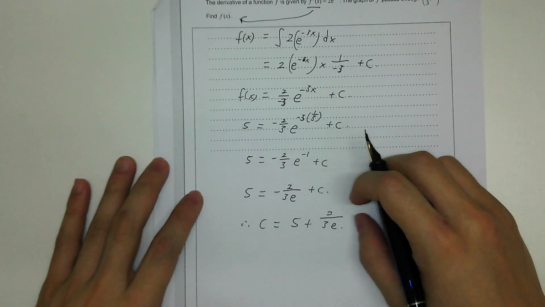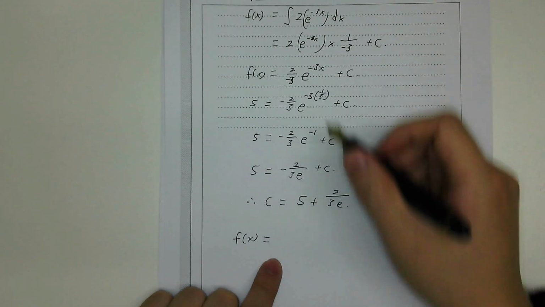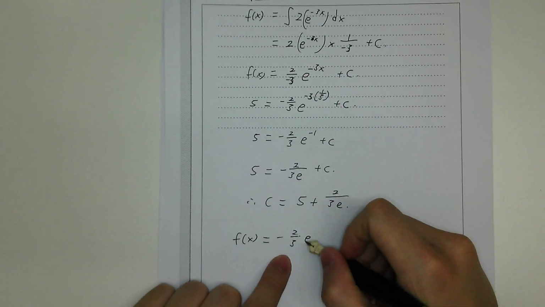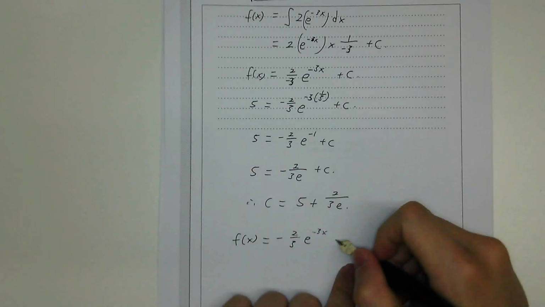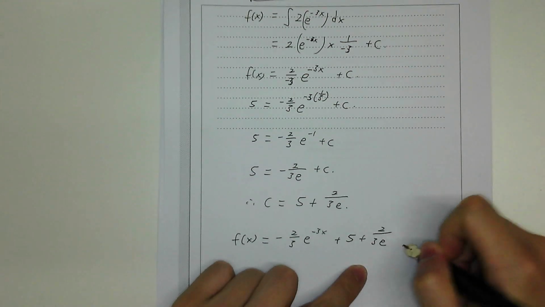Okay, and now we can rewrite the function f(x). f(x) equals negative 2 over 3 e^(-3x) plus c, which is 5 plus 2 divided by 3e. That's all.